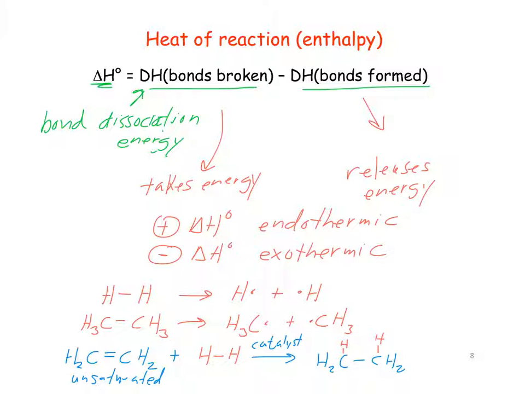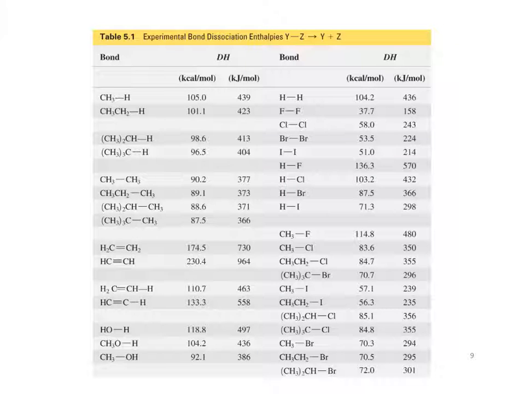Okay, so this molecule is going from unsaturated to saturated. This is exactly the process by which unsaturated fats can be hydrogenated to form saturated fats. Okay? All right, so let's take a look at how we can do this. Here's a table from the book. We're not going to be doing any of these actual calculations on exams, but I just want to give you a feeling for this.